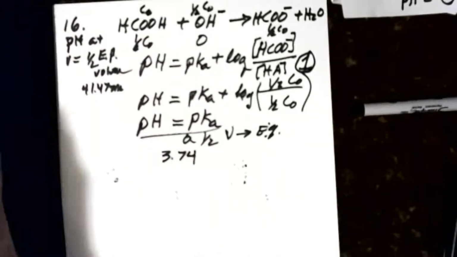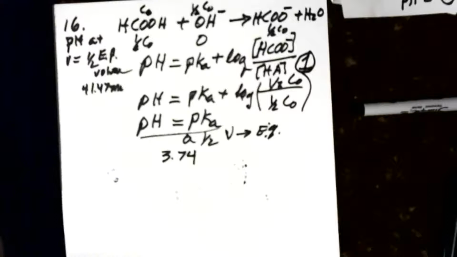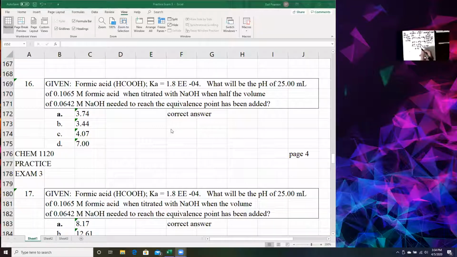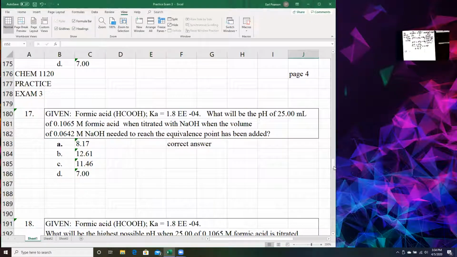So if we go back and check our answers on this one, I think we got it right. Yeah, this is response A. Number 17. Given the formic acid, same constants, same amounts, and all this, when we've added enough base to get to the equivalence point, what would be the pH of that solution?